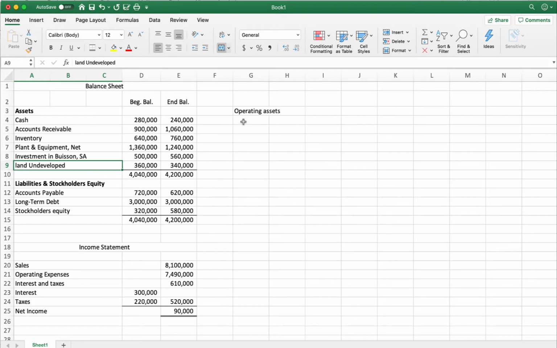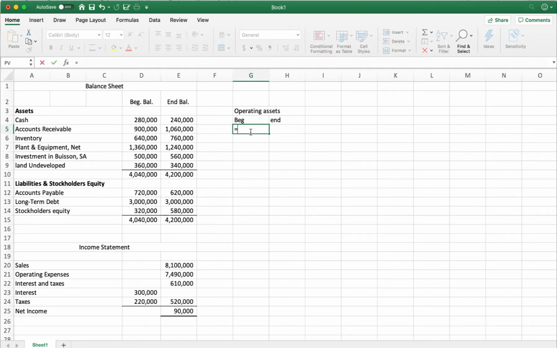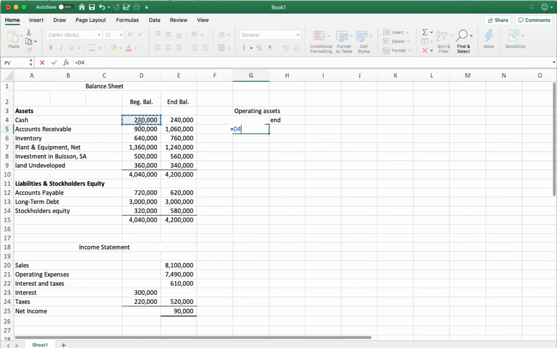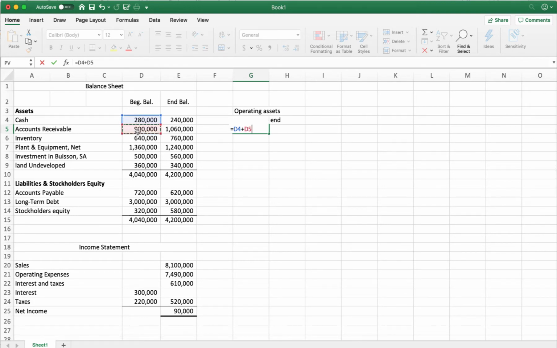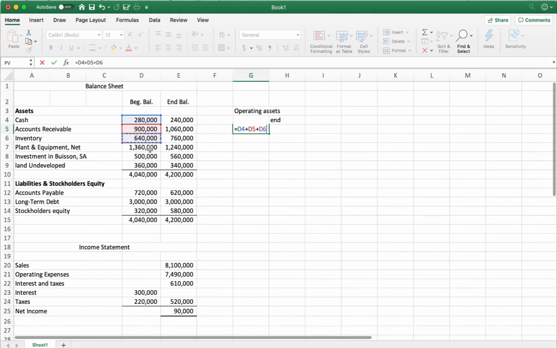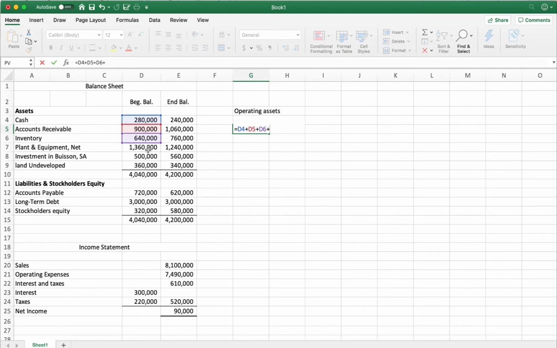Okay. So to figure out what our average operating assets are, I'm going to start with my beginning. And I'm going to type in a column for ending. So I'm just going to say, what is the value of my operating assets for the beginning period? Well, I'm going to take my cash plus my accounts receivable plus my inventory plus my plant and equipment net.